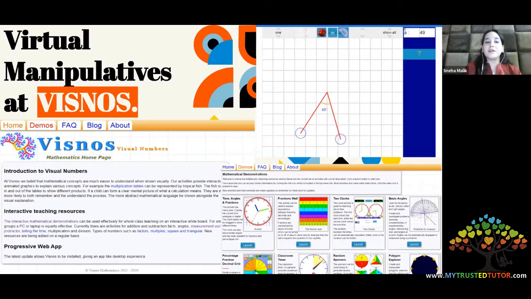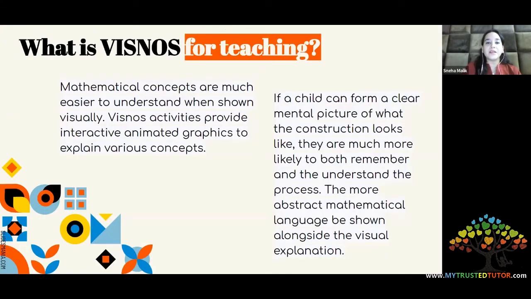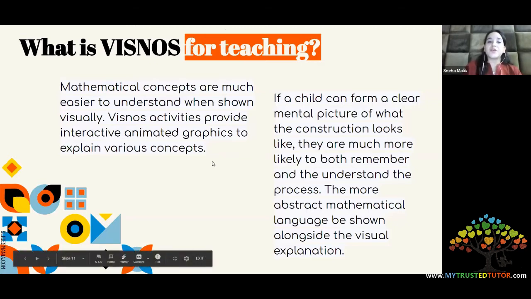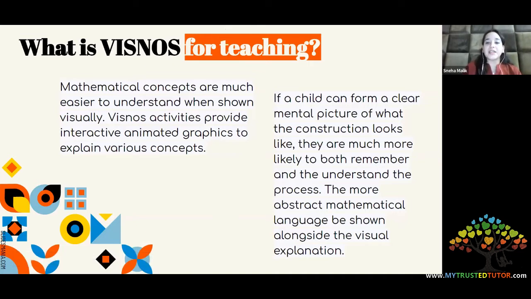And now we'll be talking about some virtual manipulatives. A very basic virtual manipulative is available at Wisnos. Wisnos is a manipulative which teaches something through an illustrative and interactive graphic. If a child can form a clear mental picture of what the construction looks like, you're not just speaking in air, you have to demonstrate every step.